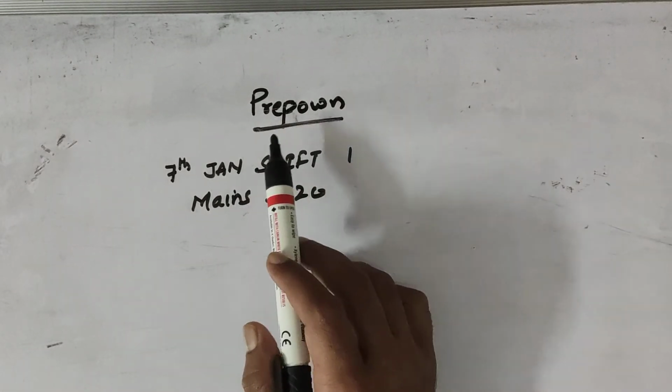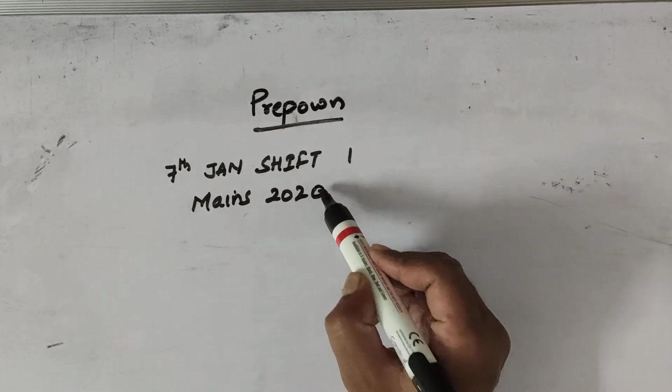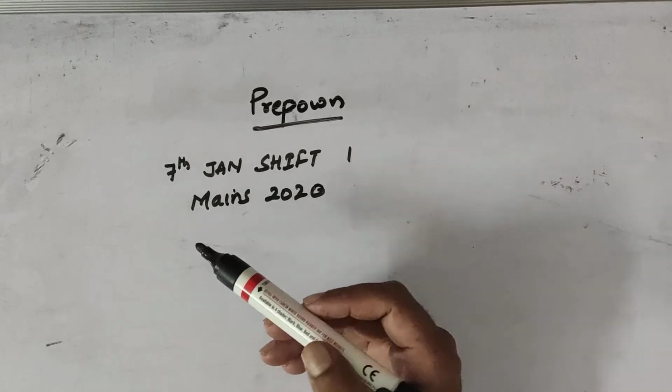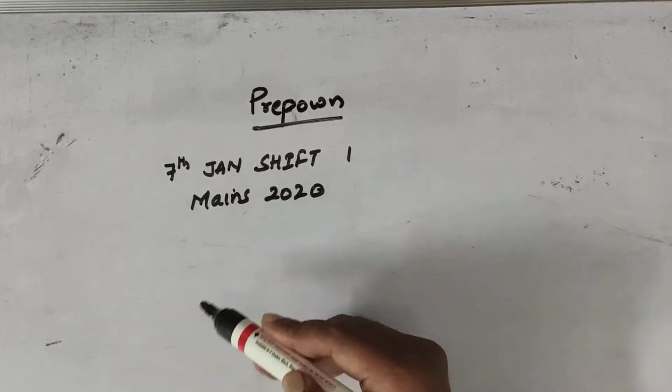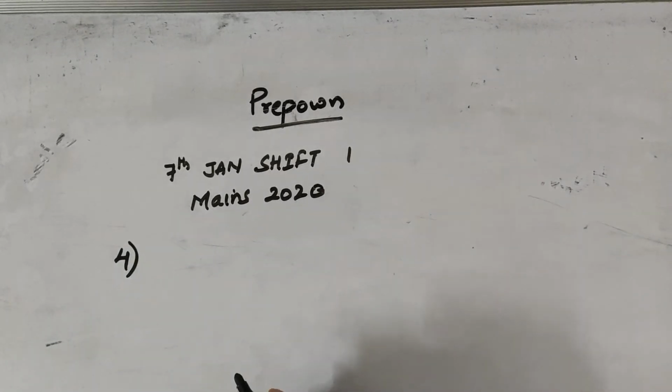Good evening. This is the second video of Prep on 7th Jan Shift 1 Mains 2020 chemistry paper. In the earlier video, I've discussed a few questions. Continuing ahead, we'll discuss the next question. So let's see the fourth question in this.